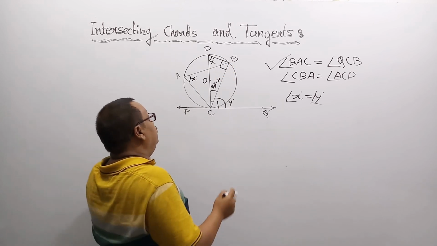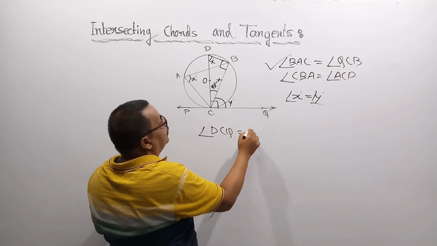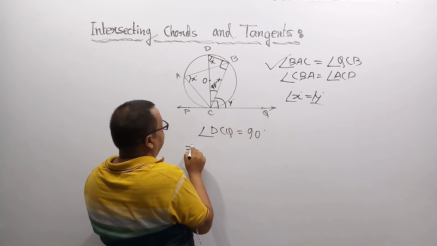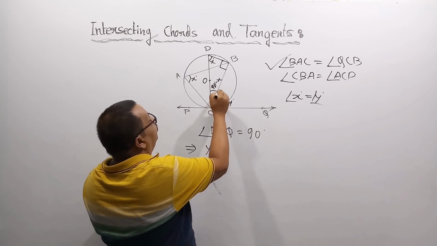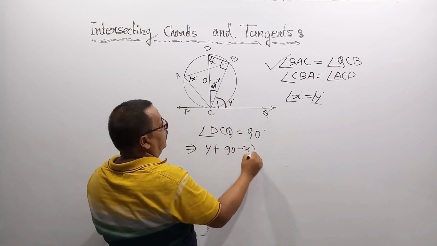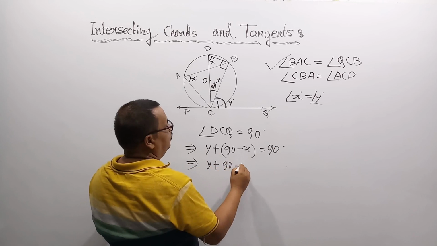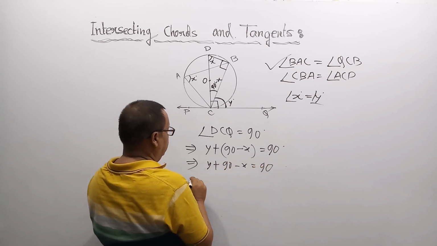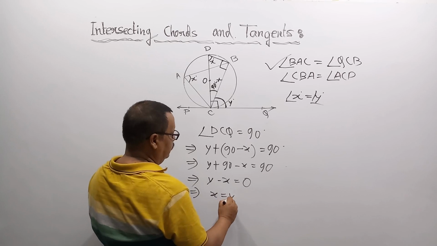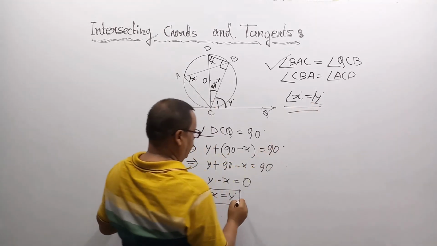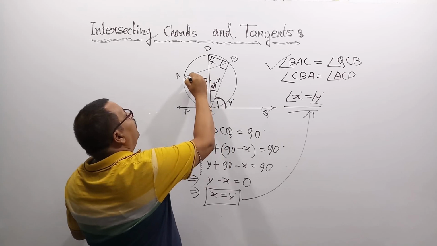Clear? Again, angle DCQ is equal to what? 90 degree. And from here, what is the DCQ? y plus 90 minus x equal to what? 90. This implies y plus 90 minus x equal to 90. From both sides 90 cancel, y minus x equal to 0. This implies x equal to y. Let's prove that is this angle, that is y equal to x.